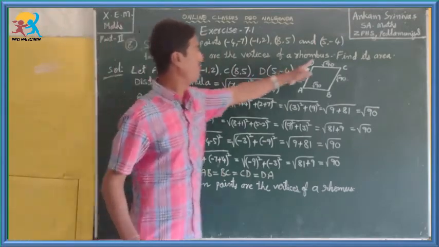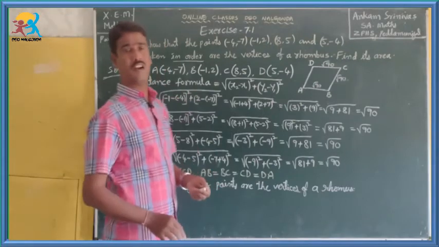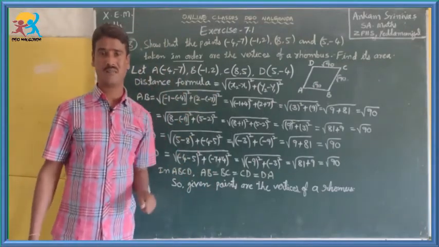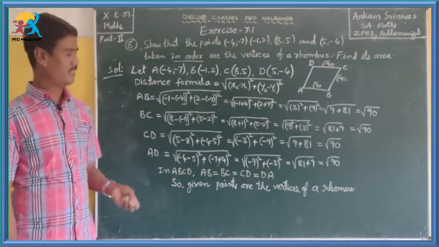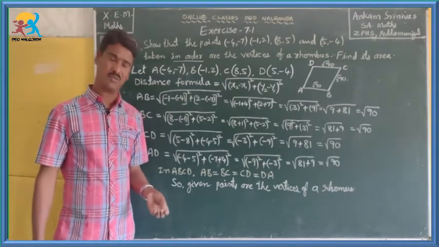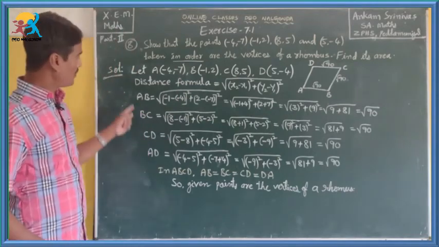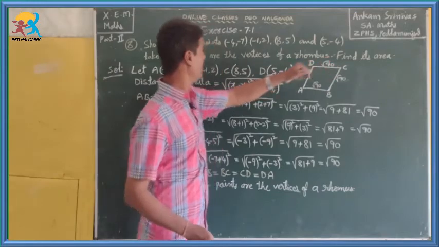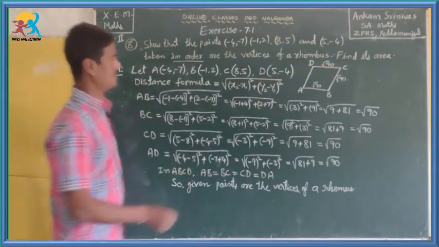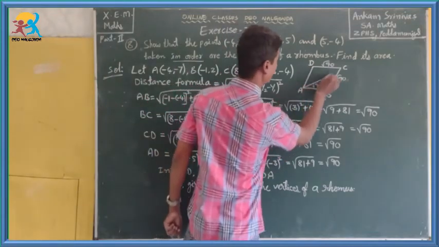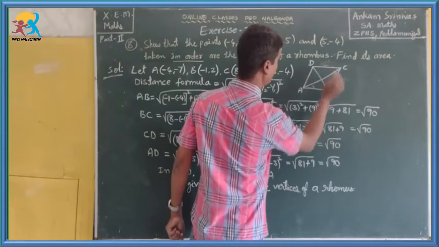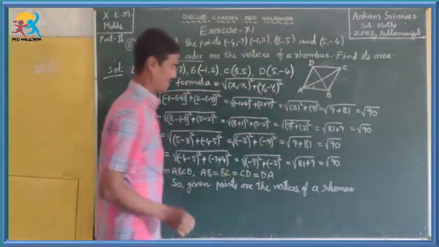Now, remaining, find its area. What is the area for a rhombus? The area of a rhombus is the product of the diagonals divided by 2. So, to find the area of the rhombus, we have to find the lengths of diagonals AC and BD.